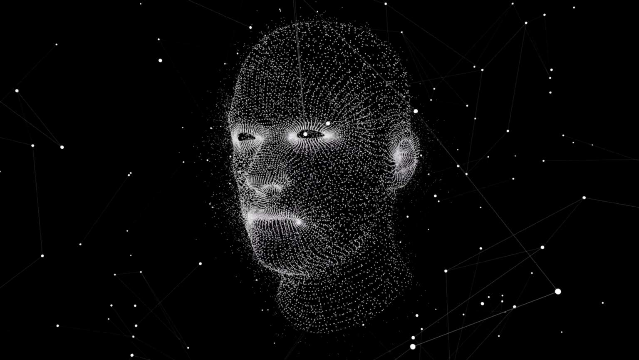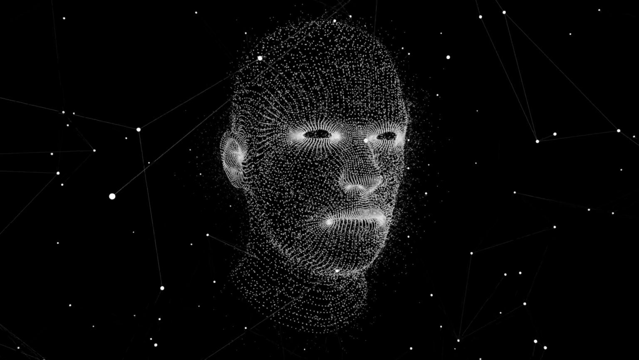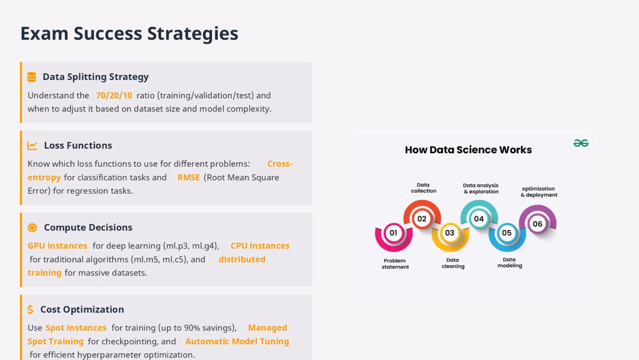That's the AWS advantage. The exam will test you on these core concepts. Data splitting strategy: know why we split data, know the ratios, know when to adjust them. Loss functions at a high level: cross entropy for classification, RMSE for regression. Don't memorize formulas, understand applications.